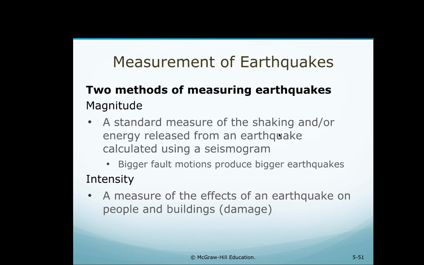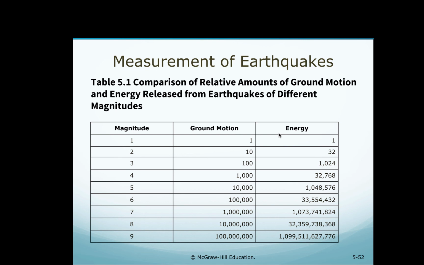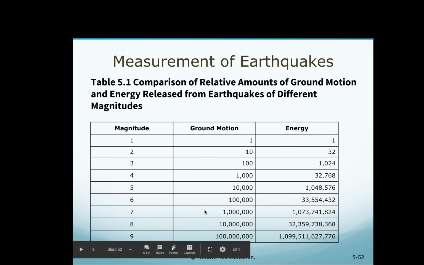The intensity is measured by the effects of an earthquake on people and buildings, or how much damage has been done. A comparison of the relative amounts of ground motion and energy released from earthquakes of different magnitudes. A 1 would be very little. But look, a magnitude of 9, the ground motion, that's quite a big number, the energy released right there. It's huge.